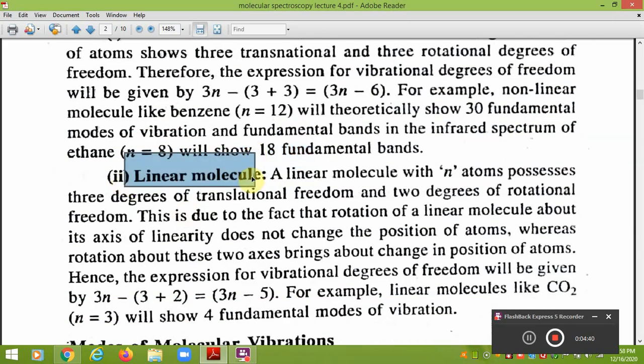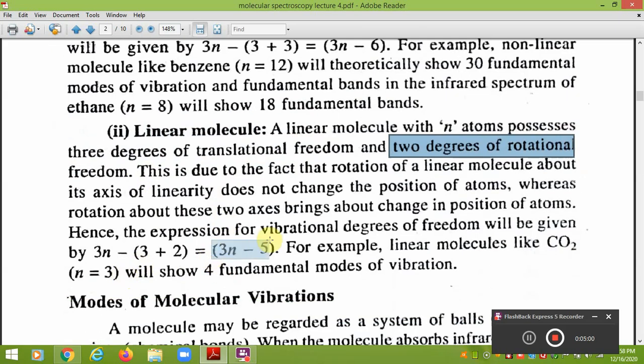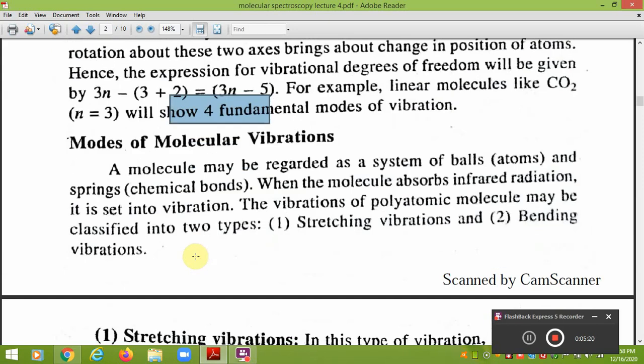Similarly, a linear molecule having n number of atoms possesses 3 degrees of translational freedom and 2 degrees of rotational freedom, and therefore the total number of vibrational degrees of freedom in a linear molecule is given by 3n minus 5. Again n is the number of atoms present in the linear molecule. For example, a linear molecule like carbon dioxide, n equals 3, so 3 into 3 is 9, 9 minus 5, it will show 4 fundamental modes of vibration.